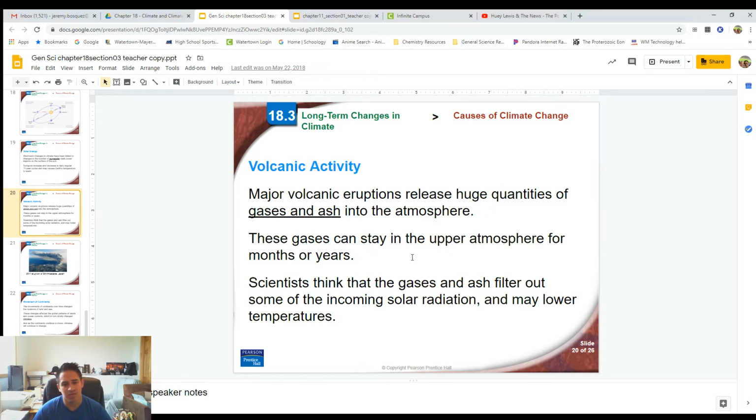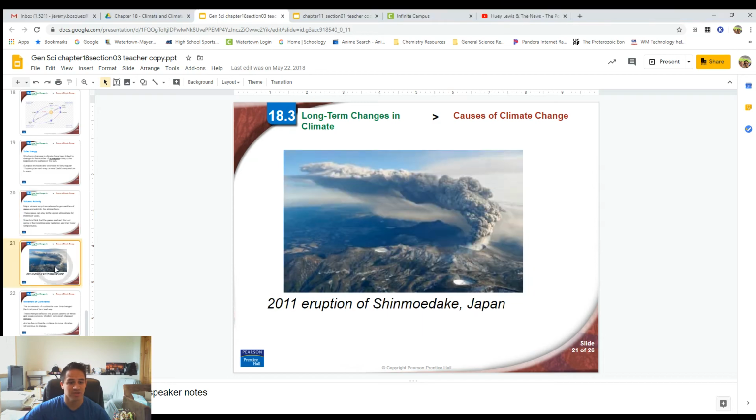As for volcanic activity, major volcanic eruptions usually release very large amounts of gas and ash into the atmosphere. The gases can stay in the atmosphere for a very long time and heat up the ground, especially greenhouse gases like carbon dioxide. But a lot of these gases and ash will also linger in the air and block a lot of the sunlight that comes in from space, which can cause the ground to cool down because sunlight is not getting through anymore. That can cause temperatures to drop and trigger an ice age.